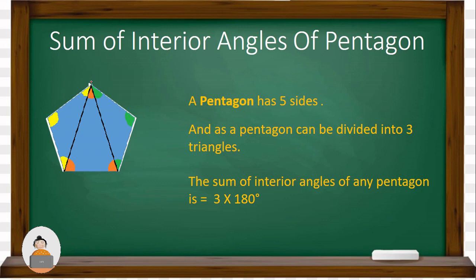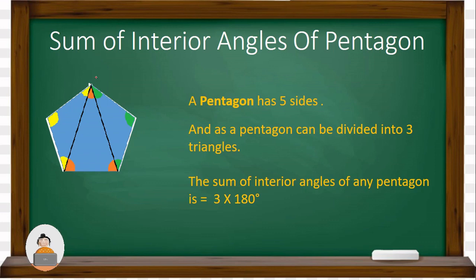As you can see in the figure, I have taken a pentagon, and as we all know, a pentagon has 5 sides. The next thing I have done is to divide this pentagon into triangles, because we will be calculating the sum of the interior angles of this pentagon with the help of the angle sum property of triangle, which we have already talked about in a previous slide.